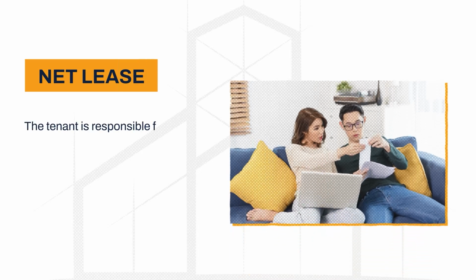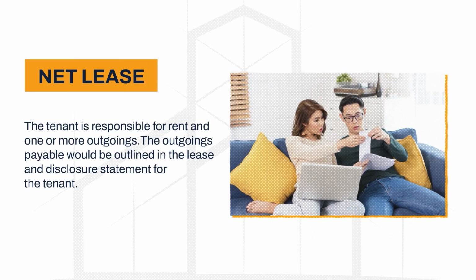Next is a net lease, where the tenant is responsible for the rent and one or more outgoings. The outgoings payable would be outlined in the lease and disclosure statement for the tenant. The owner will typically be responsible for the property management and land tax. If the property is multi-tenanted, the lease stipulates what portion of outgoings each tenant would contribute. The benefit of a net lease for the owner is that the tenant pays any increases in outgoings, ensuring that your cash flow calculations remain accurate. Net leases are the most common leases, especially with industrial properties.